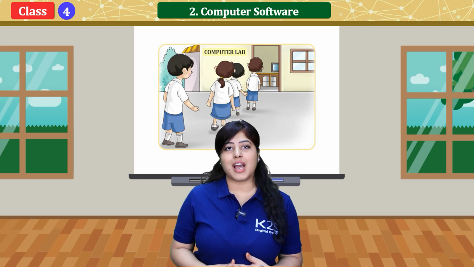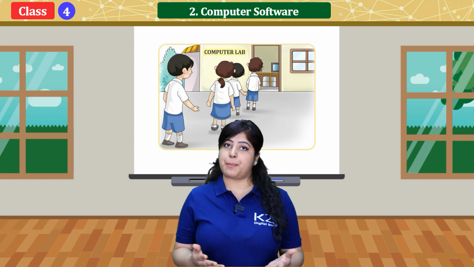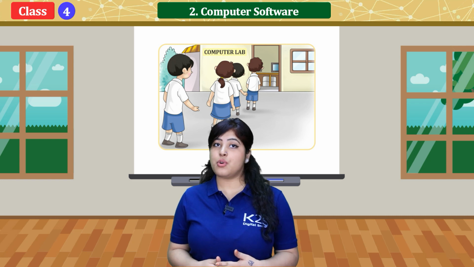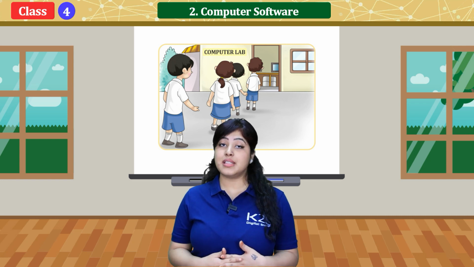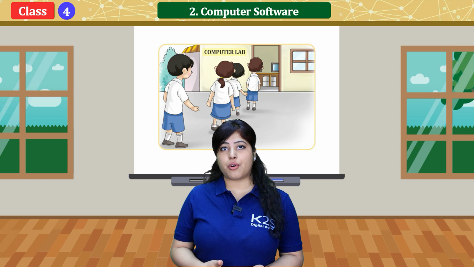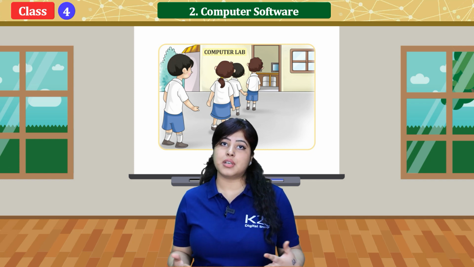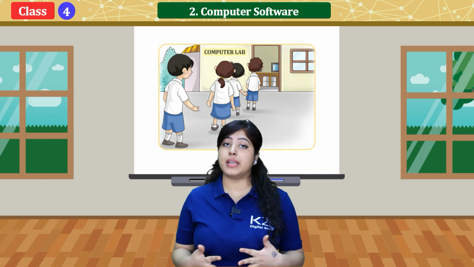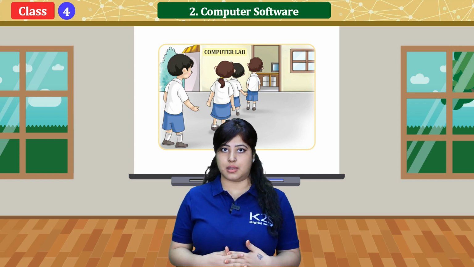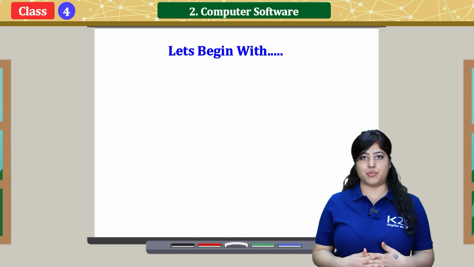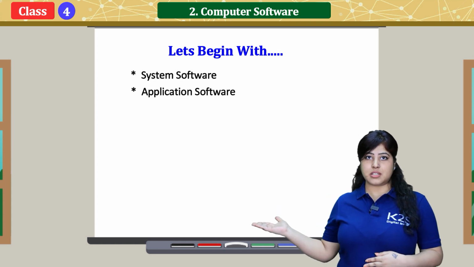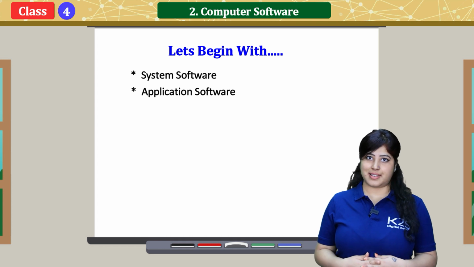Today we are going to start with a new chapter, that is your chapter 2, computer software. So we very well know computer has two parts, hardware and software, and without software there is no use of hardware. So we'll see in this chapter what is the importance of software and how many types of software are there. So let's begin with system software, application software. Let's just start the chapter.